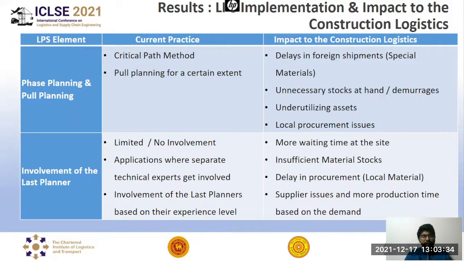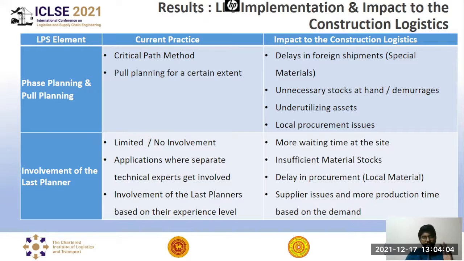due to improper planning, or with the current planning system. Coming to the next key element, the involvement of the last planners, it was identified that the involvement of the last planners stays at a very low level, very limited, and sometimes there's no involvement at all. Only in the applications where separate technical experts get involved are the last planners in the planning section, because they are the people who know how to do the work rather than the management. And also in certain cases, the involvement of the last planners is based on their experience level as well.